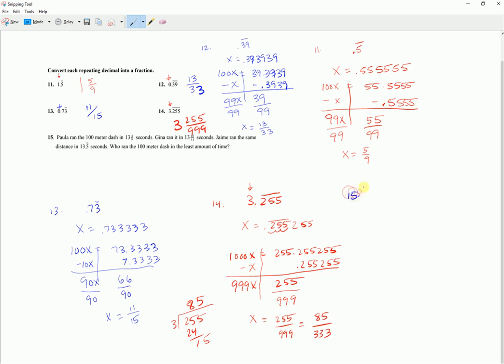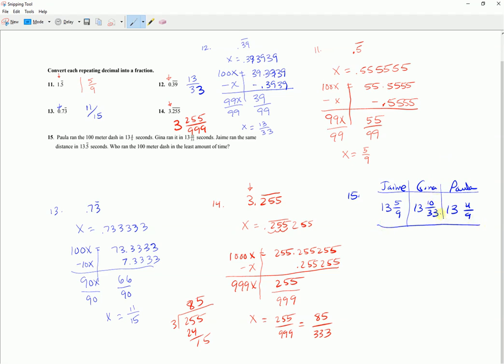So for 15, here we go. Let's take this guy right here. I could show you how to do 0.5 repeating again, but I already did it up here, so we know it's going to be 5/9. So let's do this. We'll make a little table here to keep track of our work. This is Jamie. Jamie did it in 13.5 repeating, which is the same as 13 and 5/9. Gina ran it in 13 and 10/33. And who else? Paula? Paula did it in 13 and 4/9.